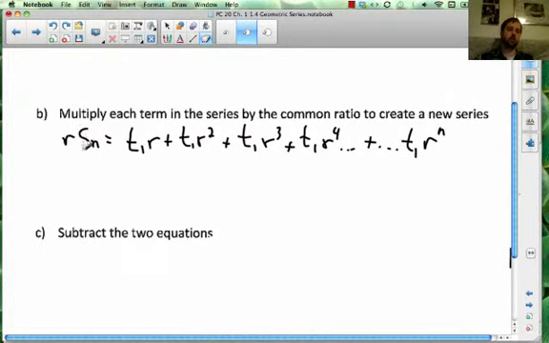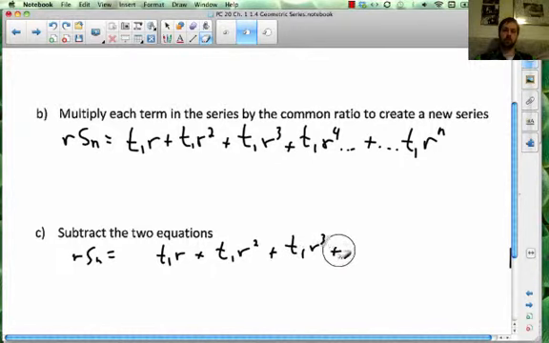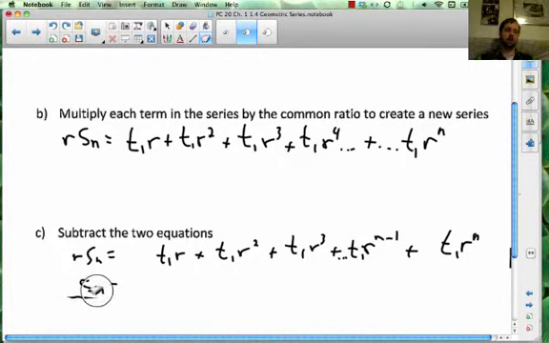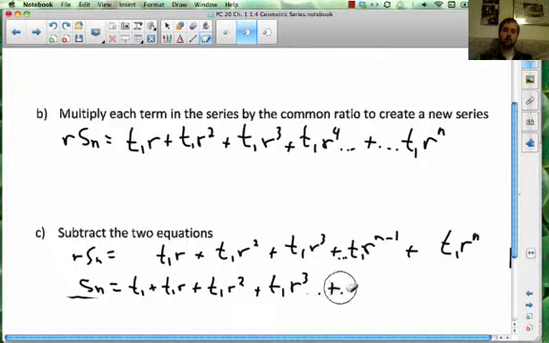Alright, so now we're going to subtract the two equations. So we'll start with this one that we've multiplied by the common ratio. So r times Sn is equal to t1r plus t1r squared plus t1r cubed, up to t1r to the n minus 1 plus t1r to the n. So we go all the way to the end of this one. Now we're going to subtract the original one, which was just the sum S sub n. And S sub n looks like that. Okay.